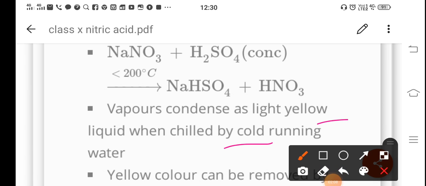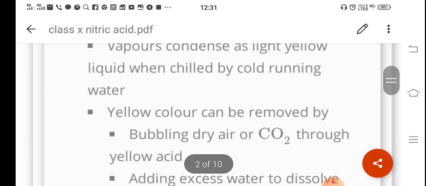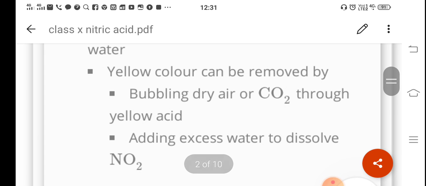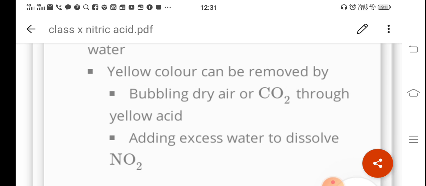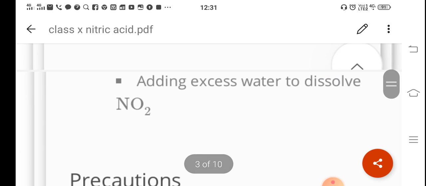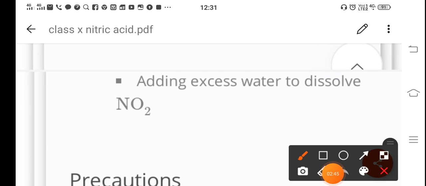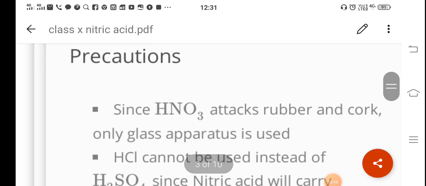Now the question arises: why is it not a colorless liquid? The light yellow color is due to the presence of oxides of nitrogen. Different oxides of nitrogen are present, especially nitrogen dioxide, because nitric acid is unstable to heat and light. Due to the presence of nitrogen dioxide, it is yellow in color, and it can be removed by bubbling dry CO2 through the yellow acid. Excess water dissolves the excess NO2 and gives a transparent color to the dilute form, but in concentrated form the acid is yellow due to the presence of nitrogen dioxide.